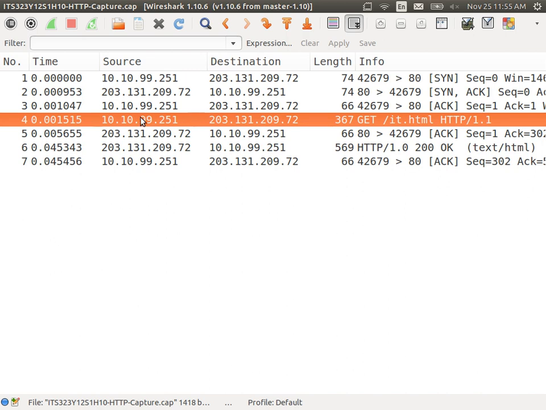Note, the source and destination addresses are IP addresses. So 10.10.99.251 is the IP address of the source host, say my laptop when I did this example, and 203.131.209.72 is the IP address of the destination host, the web server. You can convert those IP addresses to binary, can't you? Yes, yesterday we converted to binary. Remember, there are four decimal numbers, each converts to an 8-bit value, and you get 32 bits.